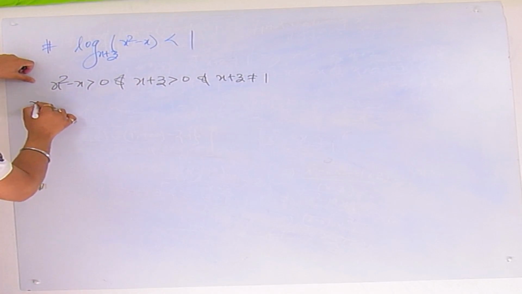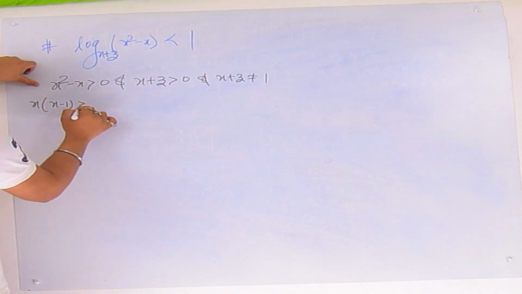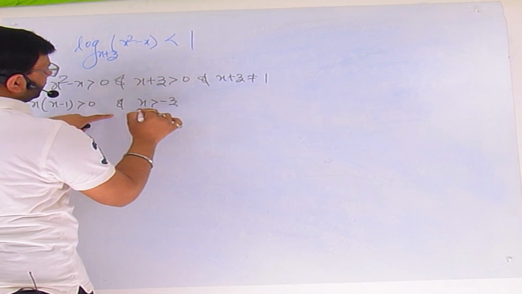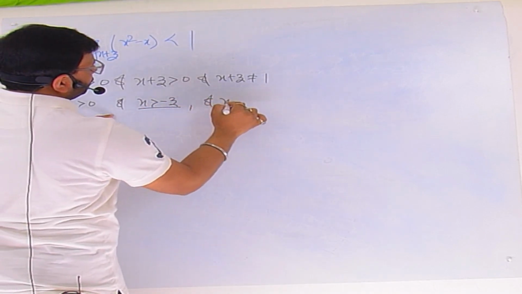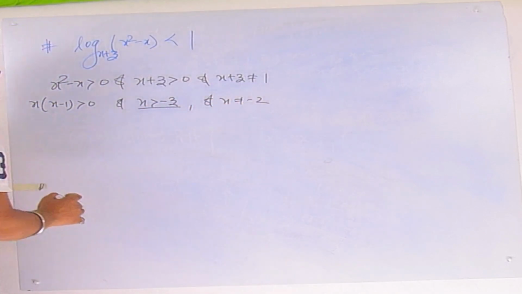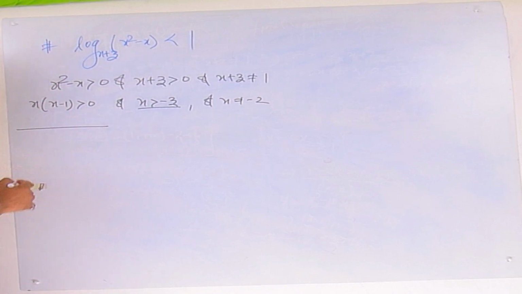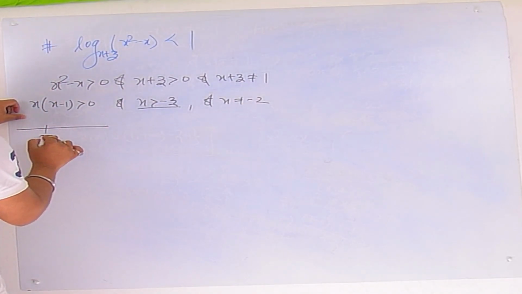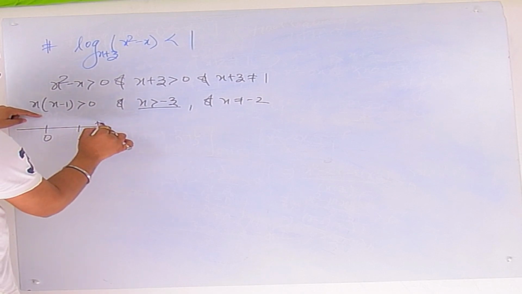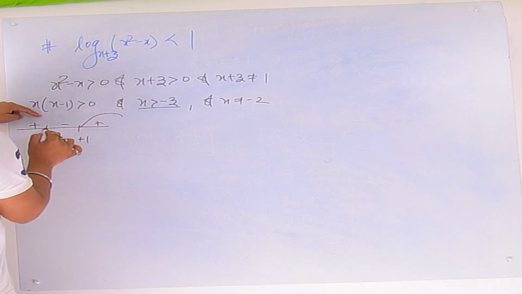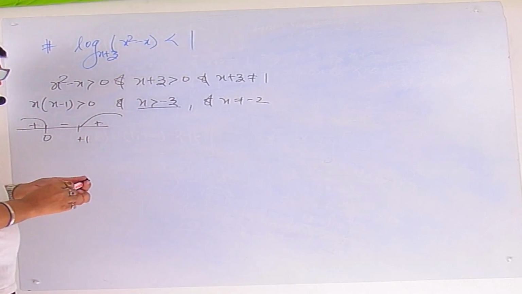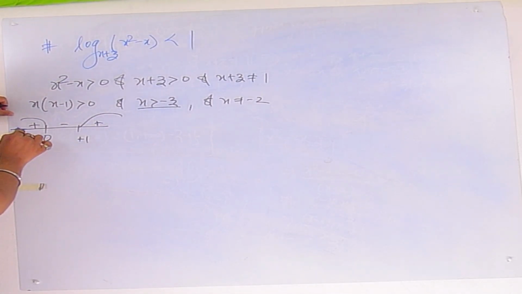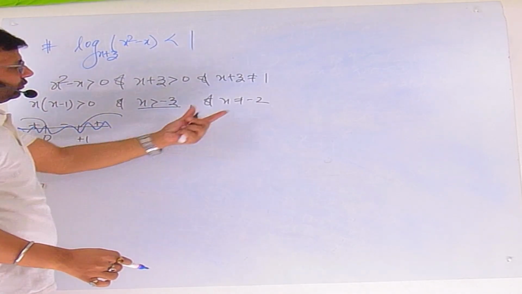So here I am taking x common. So here x into x minus 1 greater than 0, and x greater than minus 3, and here x should not be equal to minus 2. So here x into x minus 1. This is 0, this is plus 1, plus minus plus. So this side, and x greater than minus 3 I am writing here. So this side, and x should not be equal to minus 2.